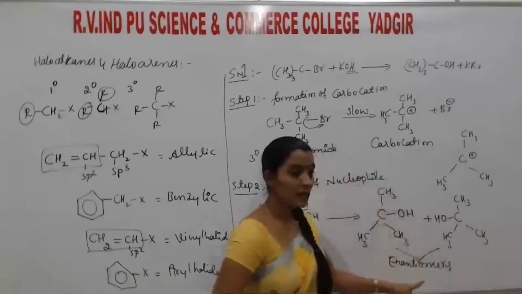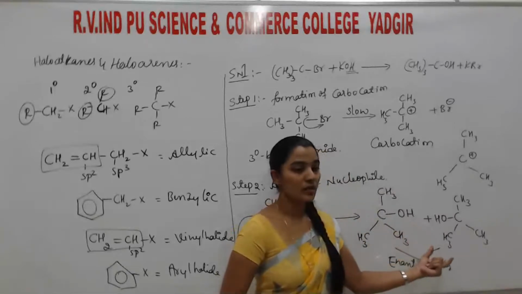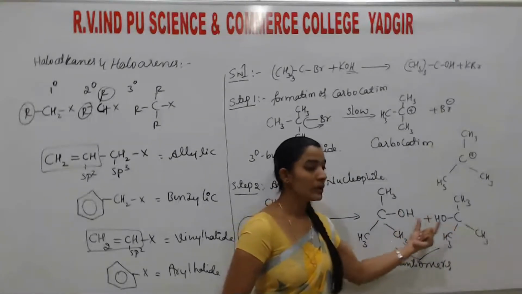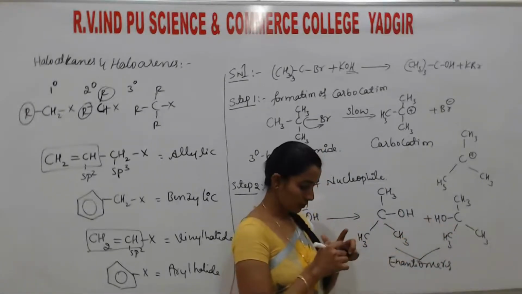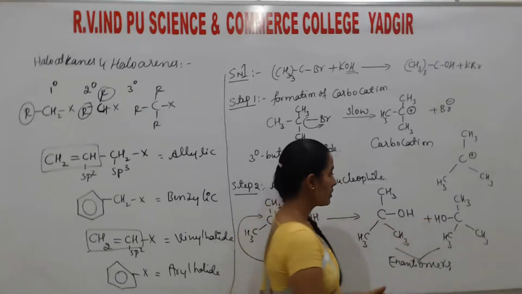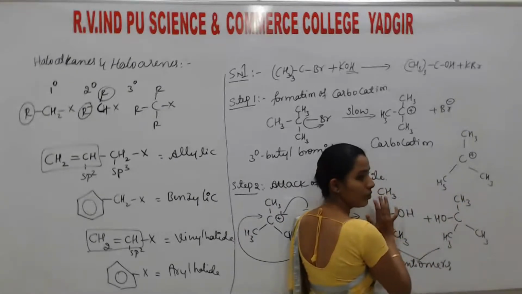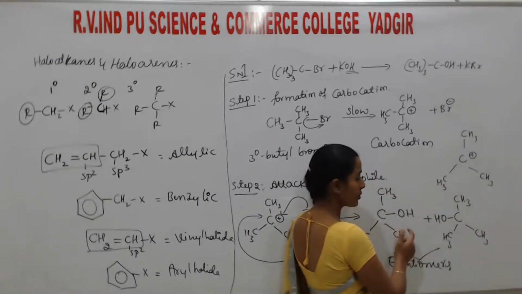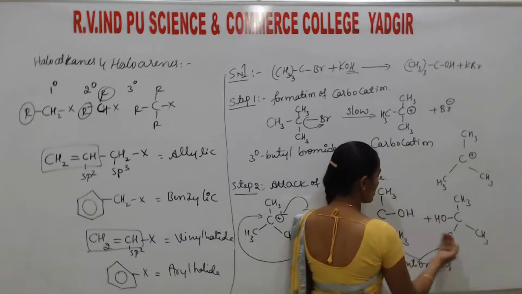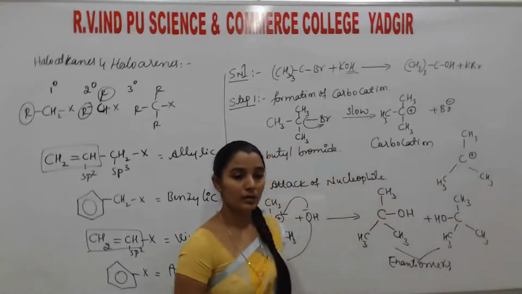What are these enantiomers? Enantiomers are an equimolar mixture of non-superimposable mirror images. So this is the mirror image. How? Listen, if we take this and keep it here, it cannot be superimposed. And of course, if we keep a mirror here, OH is here, CH3 is here, this CH3 is here. This exactly looks like a mirror image.